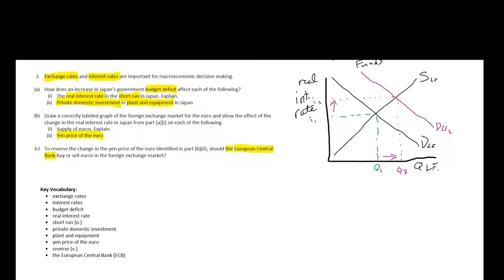So in this case, all we need to say in this question is we would see a decrease in domestic investment because of this higher interest rate. And that would be all we need to say. It doesn't ask us to explain A2, so we don't have to, but we now know the reason if we didn't before.